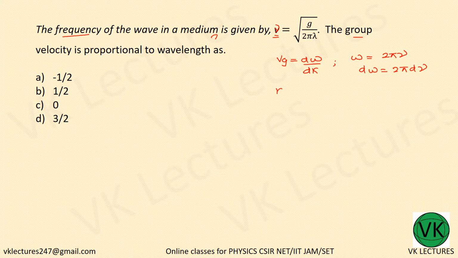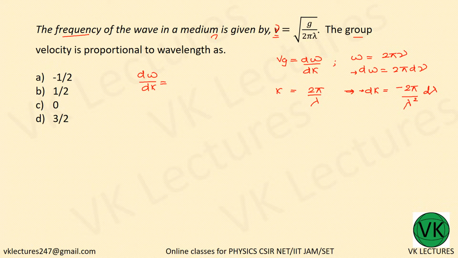And what is k? k equal to 2 pi by lambda, and dk is equal to minus 2 pi by lambda square d lambda. Up to here this is fine. So now we need d omega by dk.